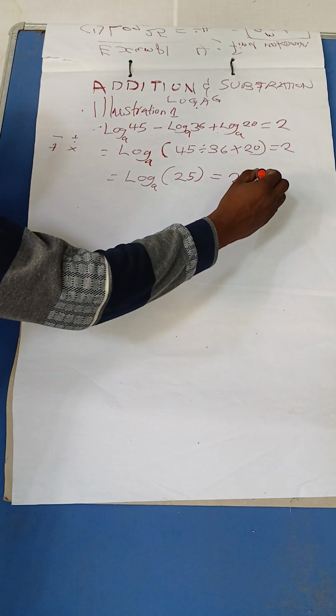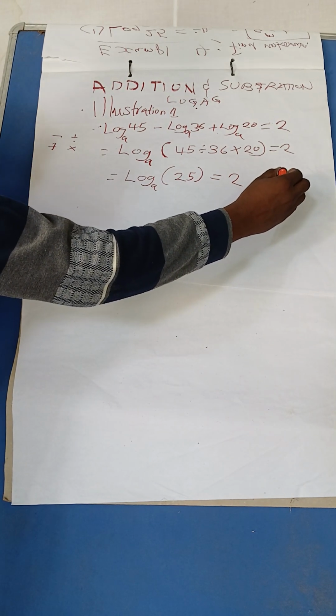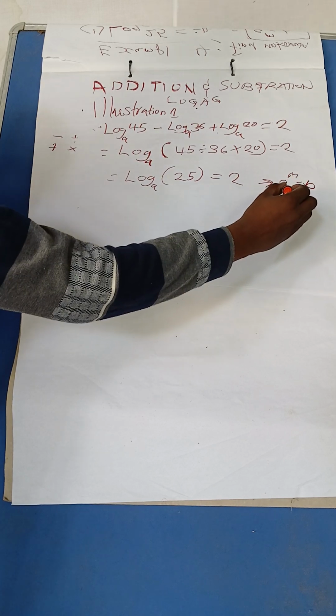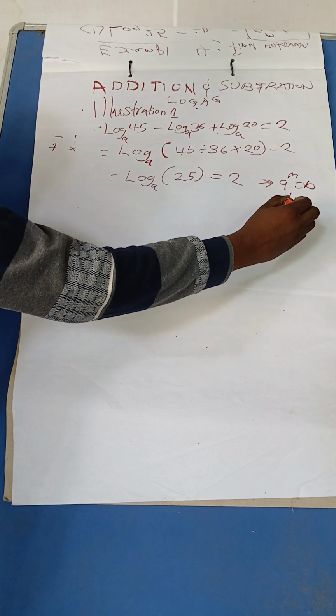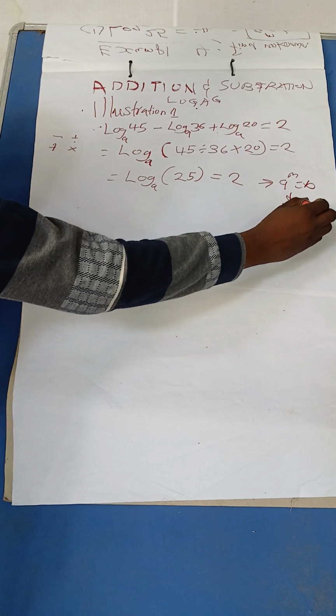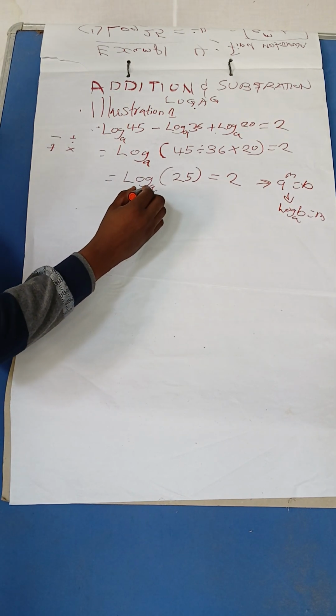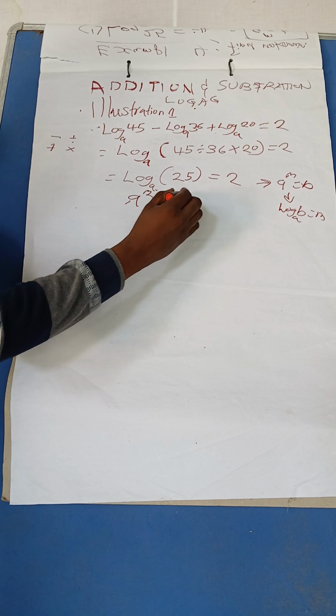Now, after that, it means we go back to our first law, this one that was leading us. We apply this one: a power m is equals to b, and we say log b to base a is equals to m. That is what we want to apply here. Now, it will be a power 2 is equals to 25.